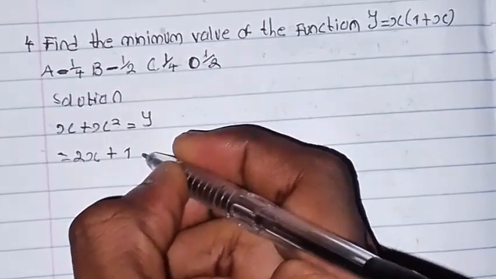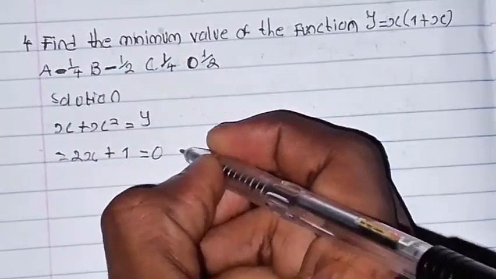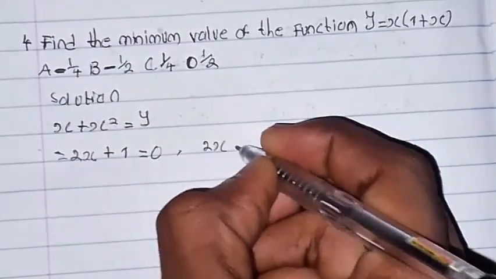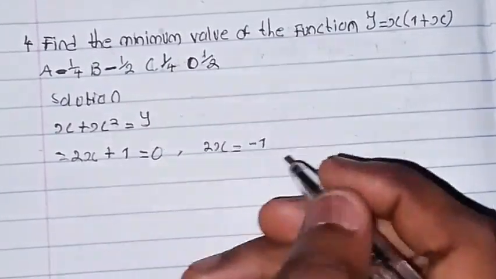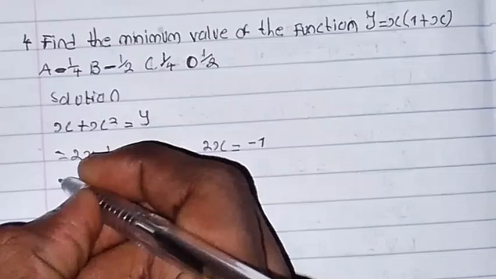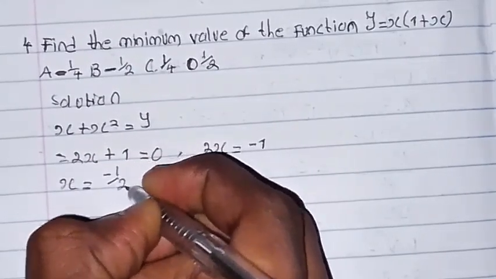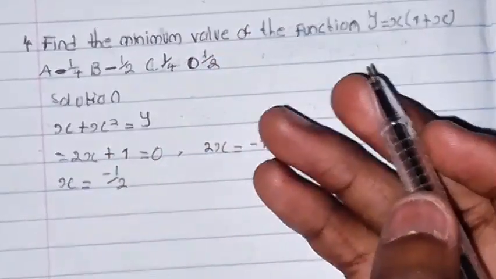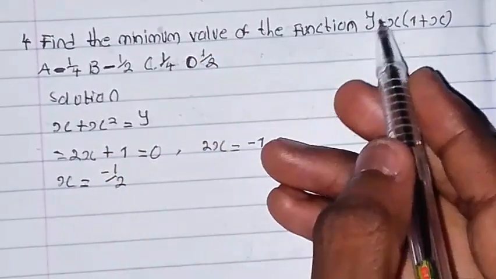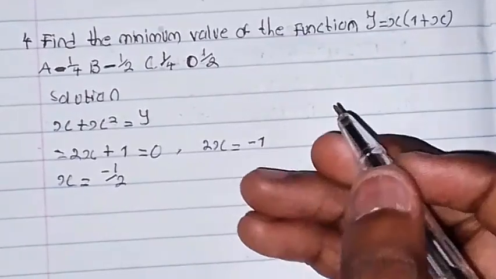Remember we said we will equate this to 0. So 2x plus 1 equals 0. So we have that 2x is now equivalent to minus 1. If you collect like terms, 1 comes over to the other side. So divide both sides by 2. x is equivalent to minus half. Now, minus half is our minimum point, but we need to ensure this by making sure that the second derivative is greater than 0 at the turning point.